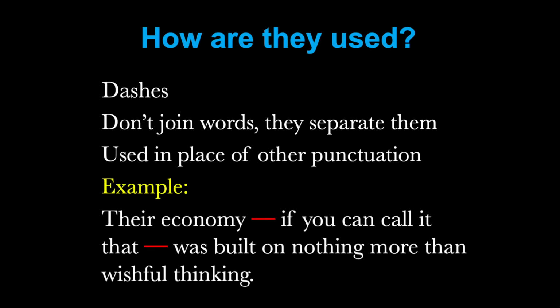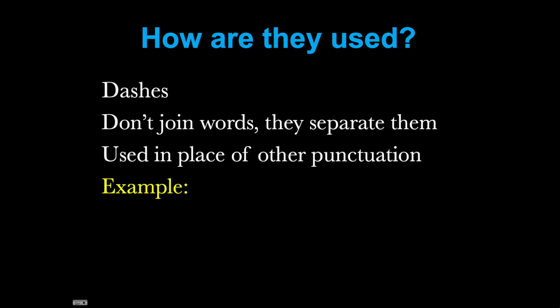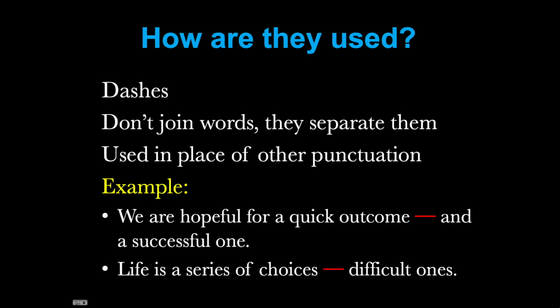Their economy, if you can call it that, was built on nothing more than wishful thinking. Here, a pair of dashes are being used in place of brackets or parentheses. We are hopeful for a quick outcome and a successful one. Life is a series of choices, difficult ones. Here, dashes are being used essentially in place of a semicolon and a colon.